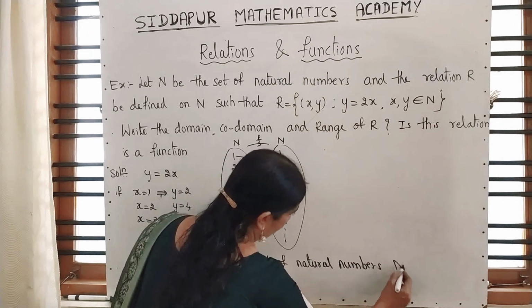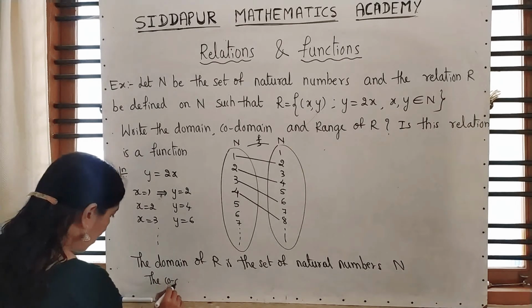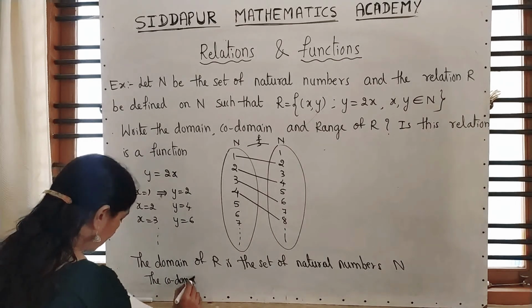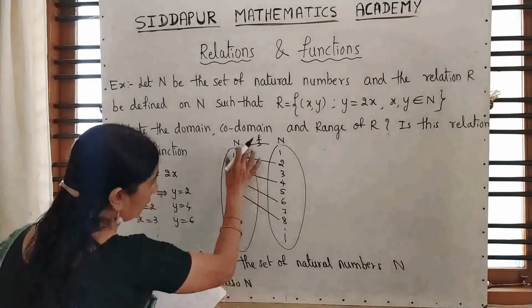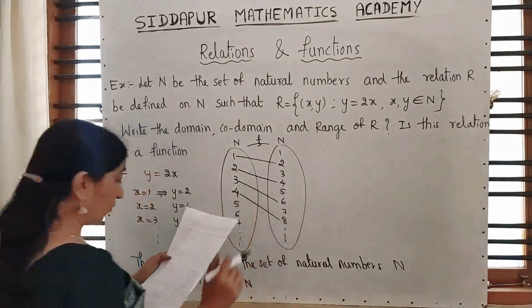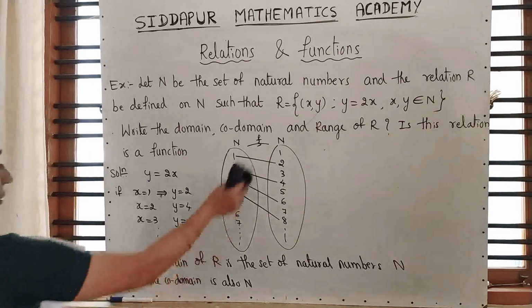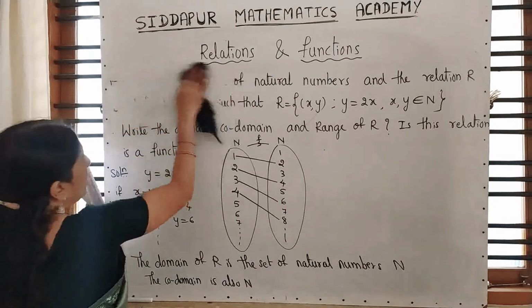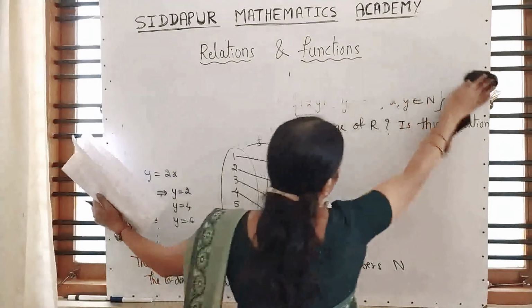Set of natural numbers N. The codomain is also N, because the first set is the natural numbers and the second set is also natural numbers. Now tell me, what is the range? The numbers which are used in the second set. Which numbers are used in the second set? Only even numbers are used in the second set.